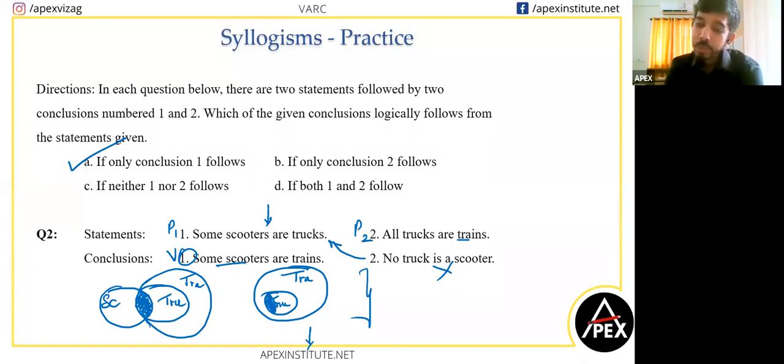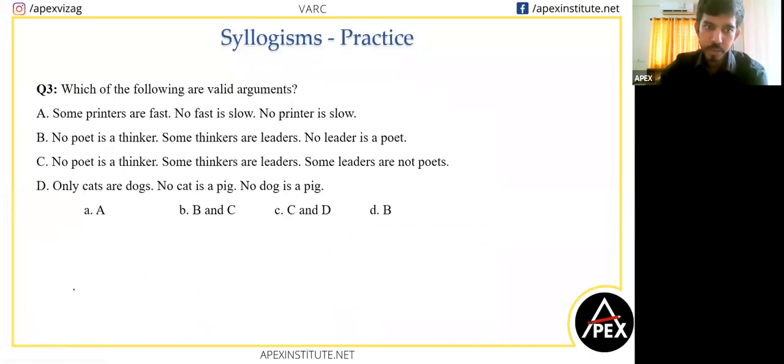Now, I'm going to change the game a little bit more. I'm going to make it slightly more difficult. I'm going to give you 4 arguments at once. And we have to judge which of those 4 are valid or invalid. And we have to choose the correct options. Okay, so let's go to question 3.